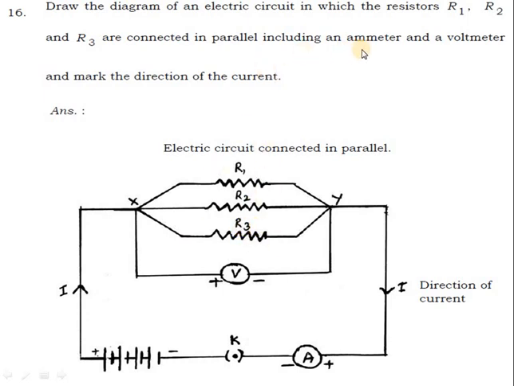Now, how to connect an ammeter and voltmeter? Ammeter is the device used to detect the amount of current and voltmeter is the device used to detect the amount of potential difference. Ammeter should always be connected in series with a circuit and voltmeter is always connected in parallel. Here, voltmeter is connected between the two ends to find the potential difference, and the amount of current is measured by using an ammeter which is connected in series. And the direction of current, always it is from positive to negative outside the cell.